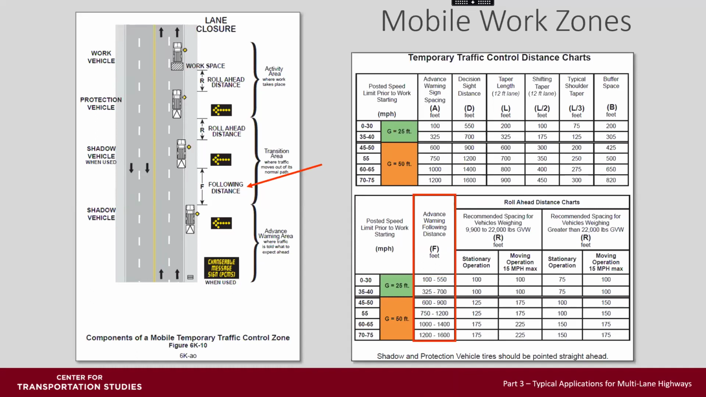The next shadow truck and protection truck have to allow for the roll ahead distance labeled R, so that if they are hit, it will be safe and they won't impact the other vehicles. Please note on the instruction chart below the chart that the shadow and protection vehicle wheels should be pointed straight ahead, because if your vehicle is impacted, it will move in the direction that the wheels are pointed.